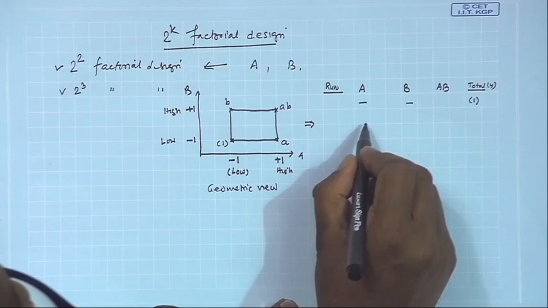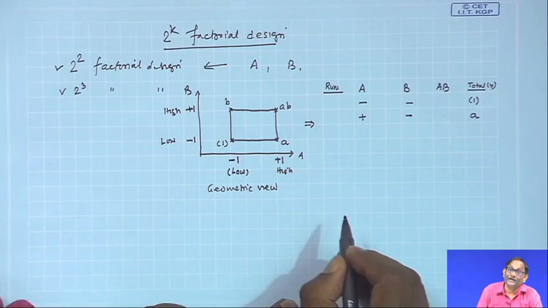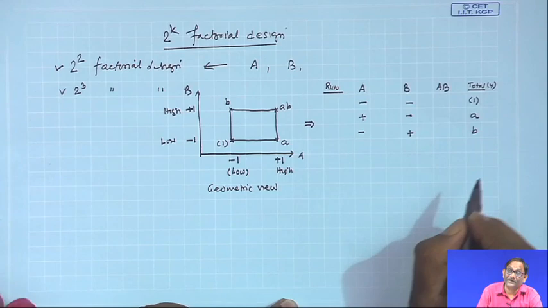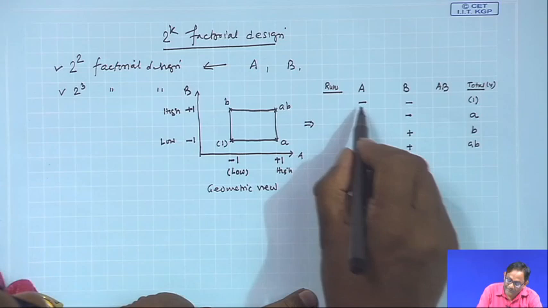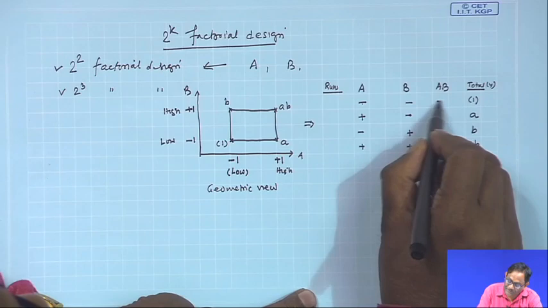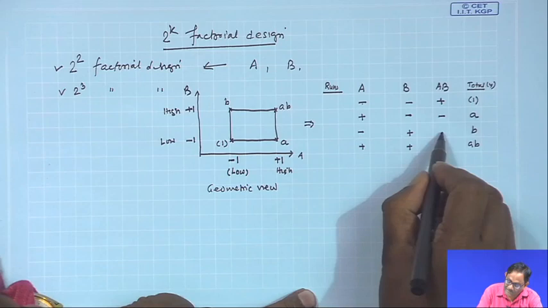And then when this one is plus 1, this one minus 1, this is given as A. And when this is minus 1, this is plus 1, this is termed as B. And when this is plus 1, this also plus 1, this is termed AB. So, these are the 4 treatment combinations, and the interaction AB we found out by multiplying the A column with the B column. If you multiply these 2, this will be plus, minus, minus, plus.